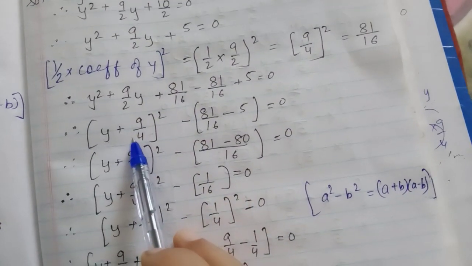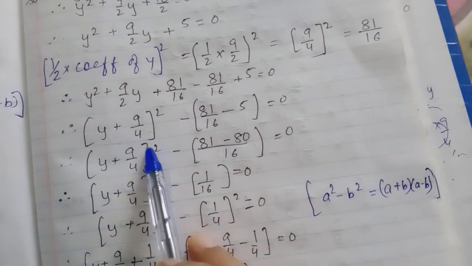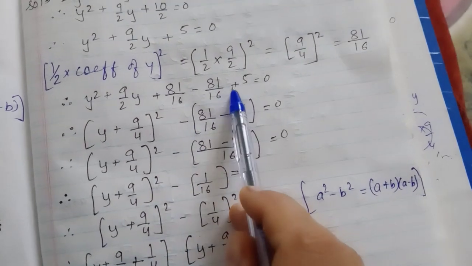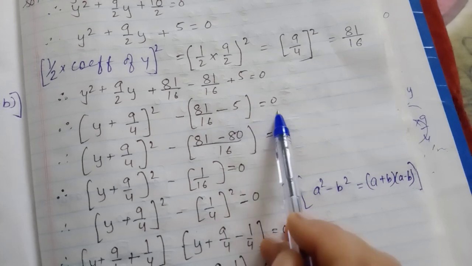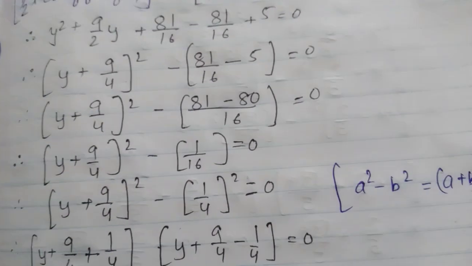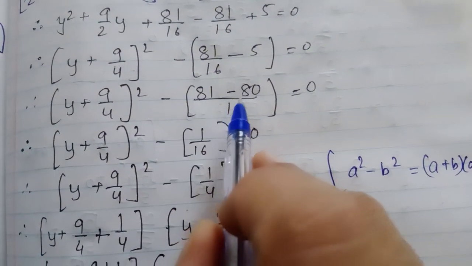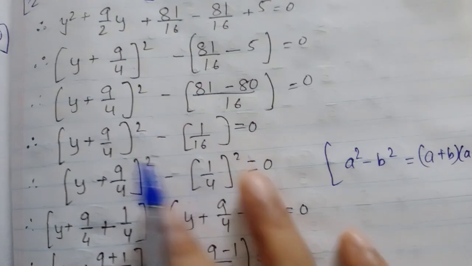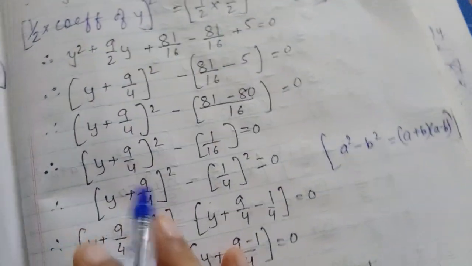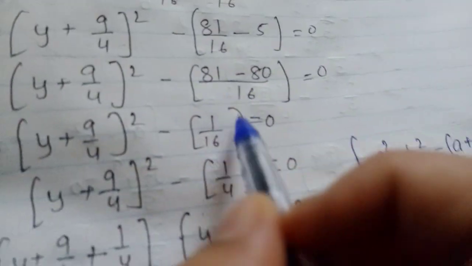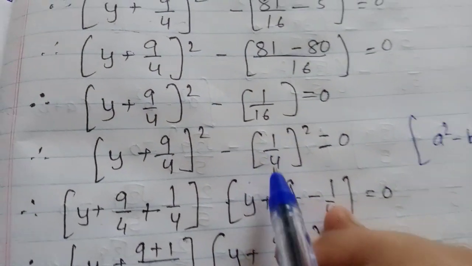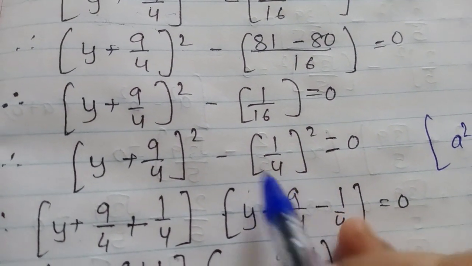So this you will get (y + 9/4)² minus, as we will take the minus common, 81/16 minus 5 equal to 0. Then again after taking LCM, we'll get (81 minus 80)/16 equal to 0. So after subtracting 80 from 81 we will get 1/16. Then 1/16 is nothing but (1/4)².